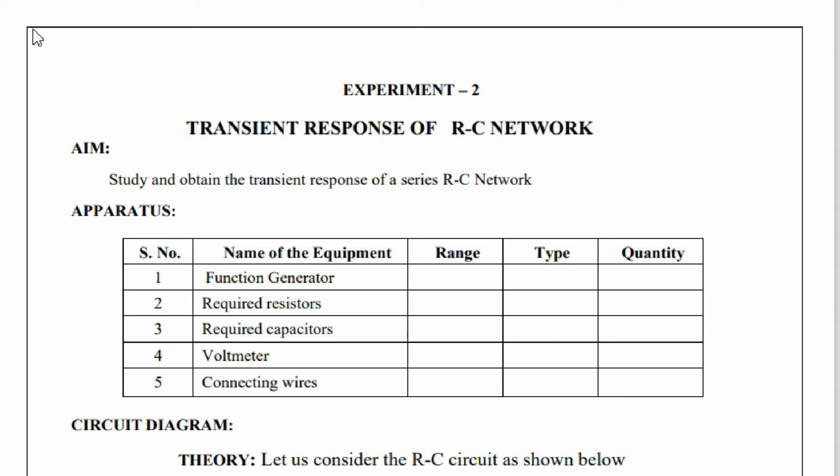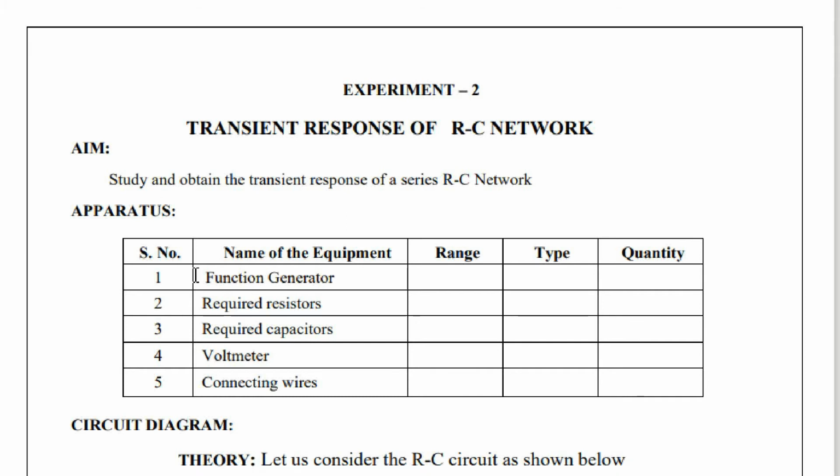Hello students. So let us see experiment number 2, that is transient response of RC network. This transient response is also called the natural response. It is the response of a system to a change from an equilibrium or steady state response. The main aim of the experiment is to study and obtain the transient response of a series RC network.